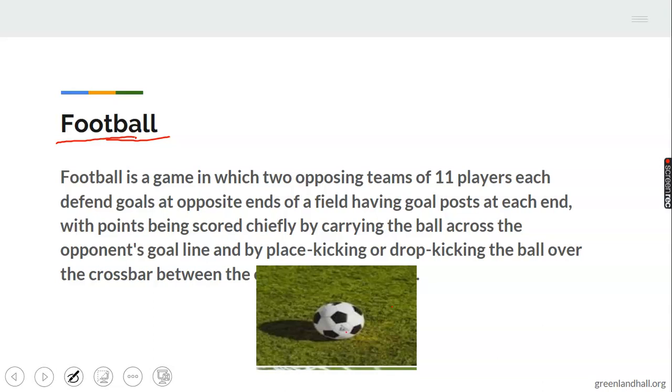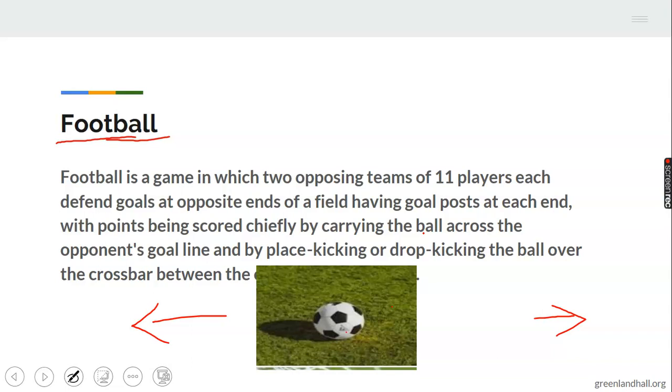What is football? Football is a game in which two opposing teams, there's a team on one side, then there's another team on the other side. Two opposing teams of 11 players each defend goals at opposite ends of a field, having goalposts at each end, with points being scored chiefly by carrying the ball across the opponent's goal line and by place kicking or drop kicking the ball over the crossbar between the opponent's goalposts. What do I mean?